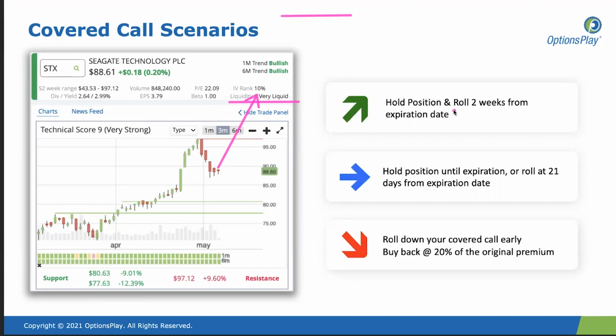In that case, what you do is you have to roll your covered call. What that means is that you have to buy back the call option that you've sold, and what you have to do is sell a new covered call at a new strike price.